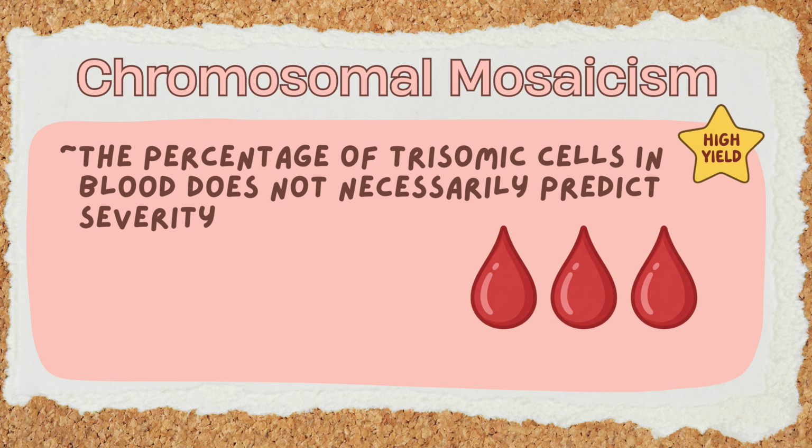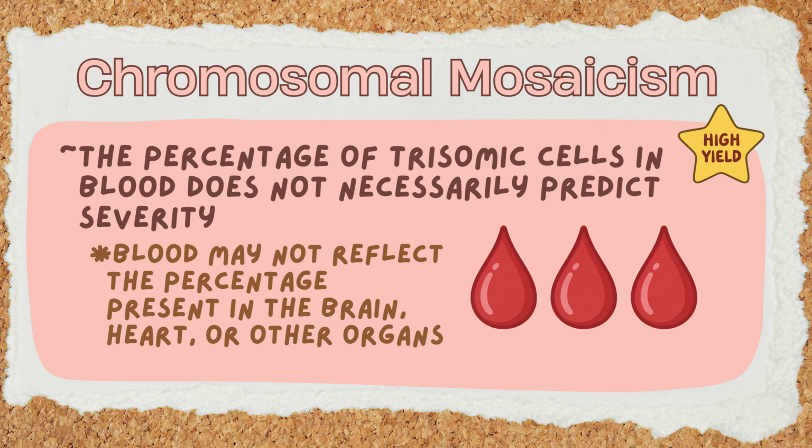Importantly, the percentage of trisomic cells in blood does not necessarily predict severity, because blood may not reflect the percentage present in the brain, heart, or other organs. This is an important counseling point. Blood is simply one tissue sample. It doesn't always represent the entire body.